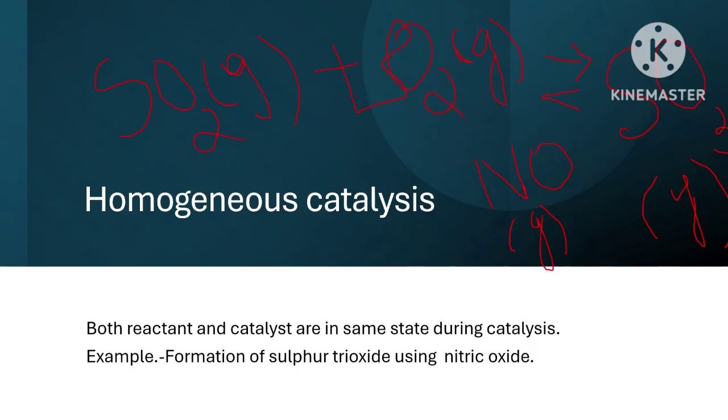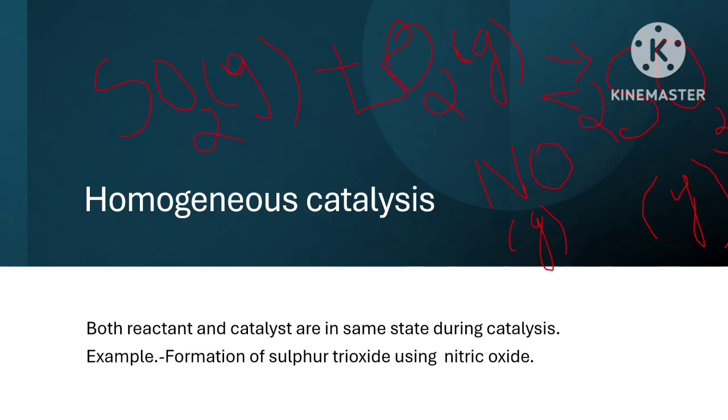It means both reactant and catalyst are in the same state. This is known as homogeneous catalysis. Clear? And here also the equation is not balanced, because on the reactant side there are 4 oxygen atoms. On the product side there are only 3 oxygen atoms. So I will write 2 here.